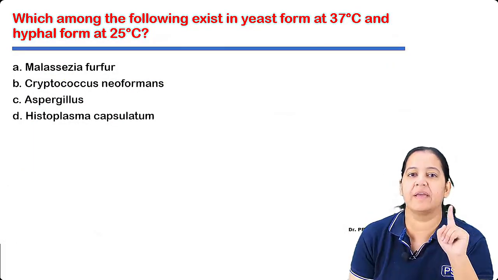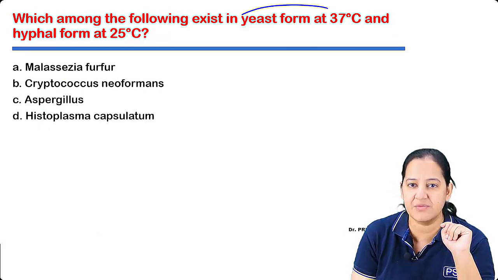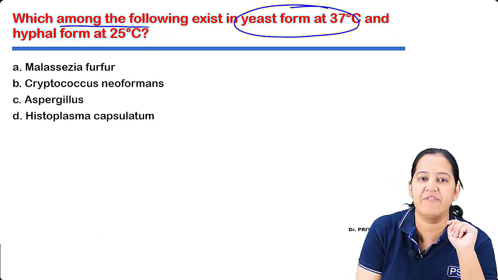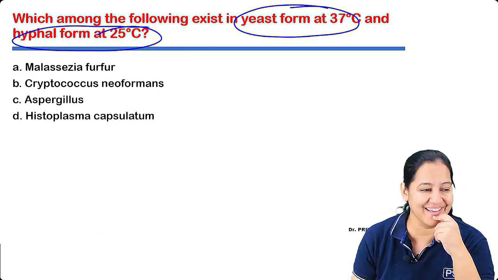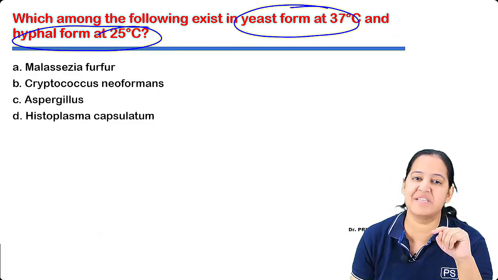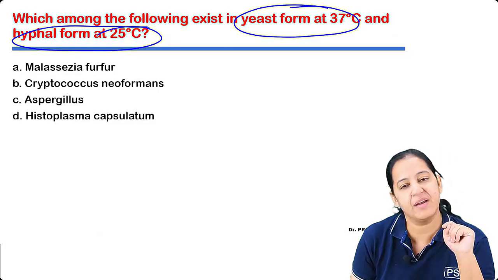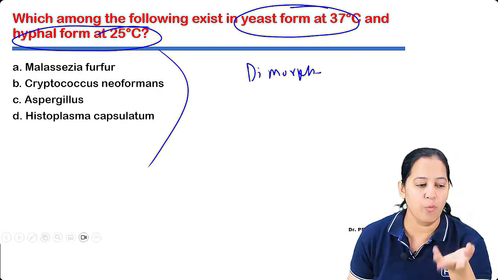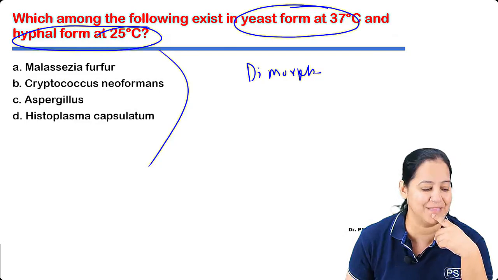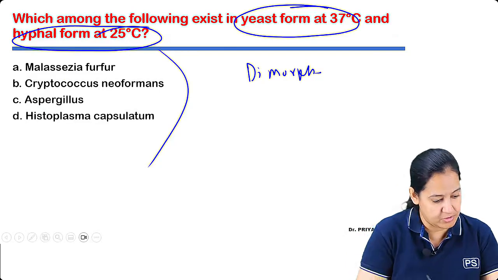Which of the following fungus exists in yeast form at 37 and hyphae form at 25? So basically what they are asking, a fungus which is yeast at 37 and hyphae at 25. So they are asking you dimorphic fungus. So basically which of the following is an example of dimorphic? Open your classification and tell me the answer. Suji, absolutely right. Let me open the telegram also.